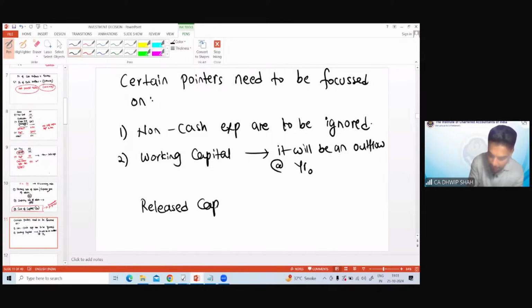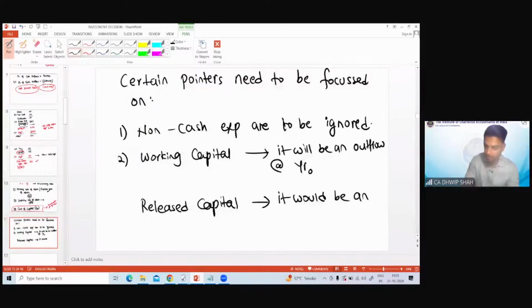This working capital would be released, and that would be an inflow. वो आपको वापस आ जाएगा at the end of the project. It would be an inflow at the end of the term, end of the term of project.